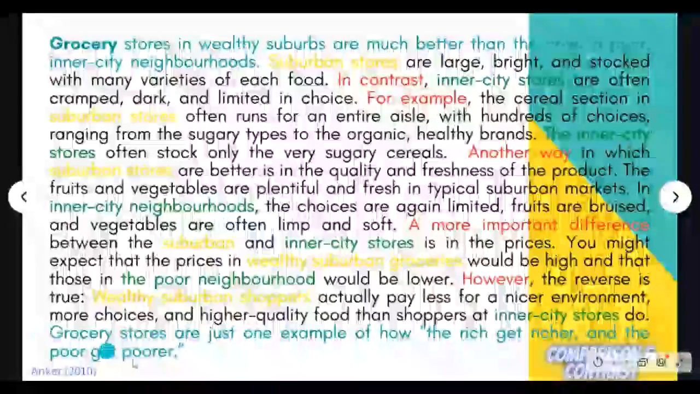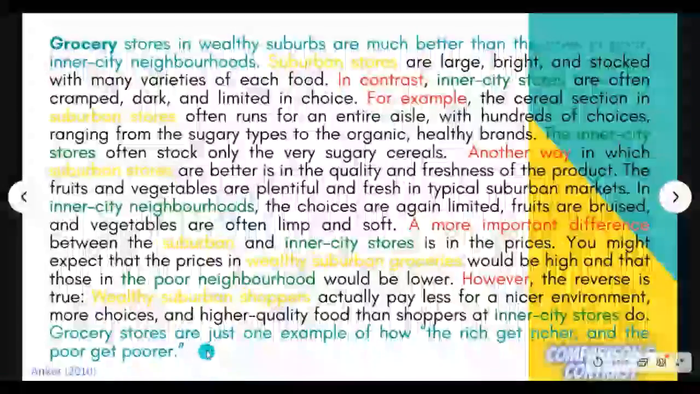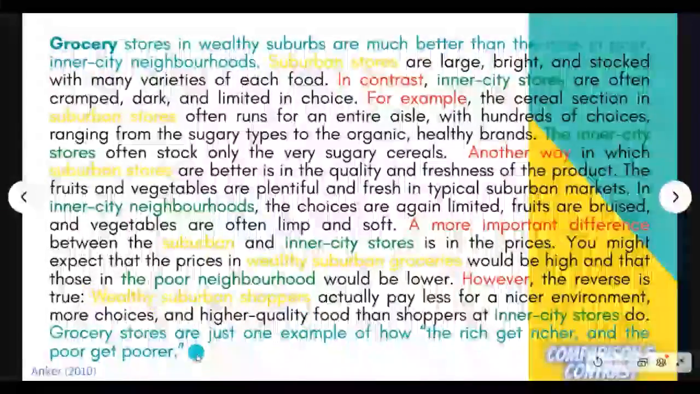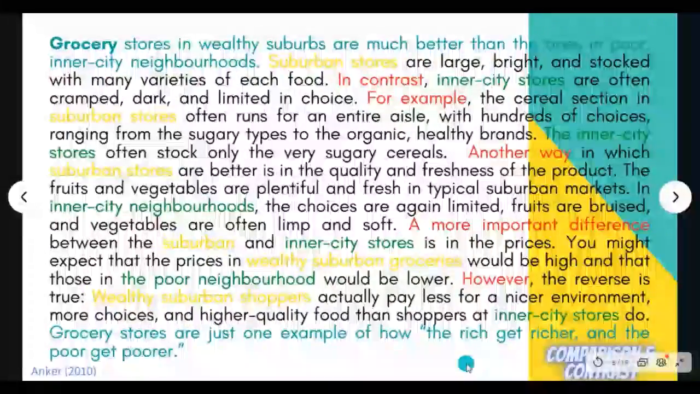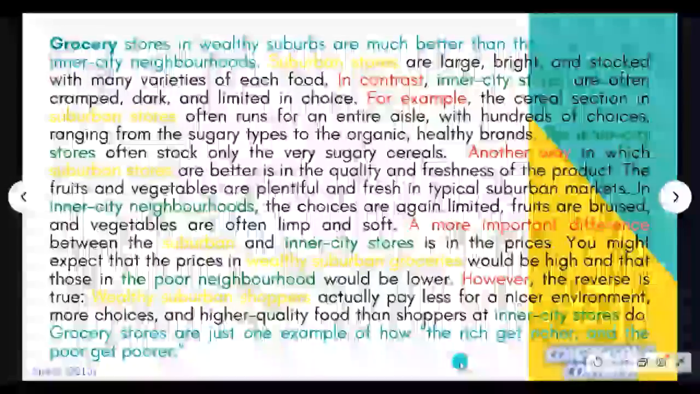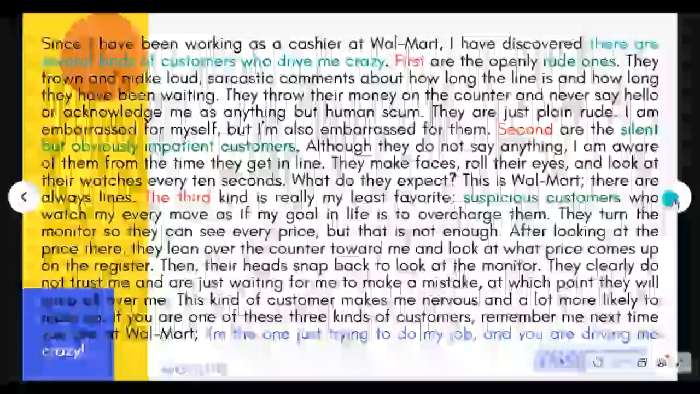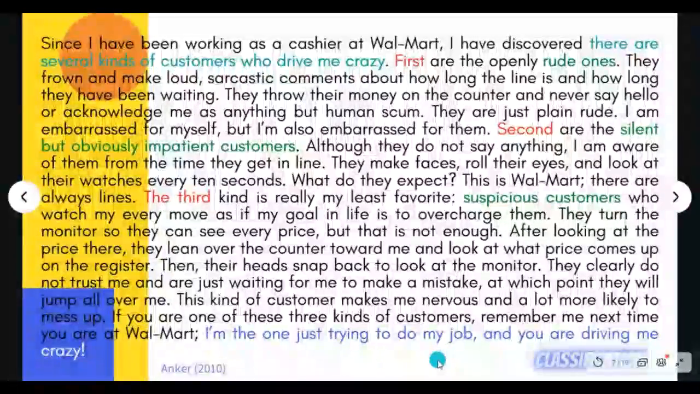Grocery stores are just one example of how the rich get richer and the poor get poorer. This is the concluding sentence of this whole paragraph. And this is the example of a comparison and contrast paragraph. Let's move to the next example. This is for classification, or the way to develop a paragraph by classifying things.